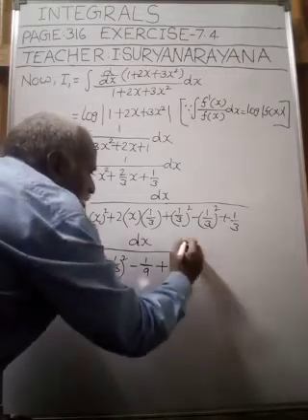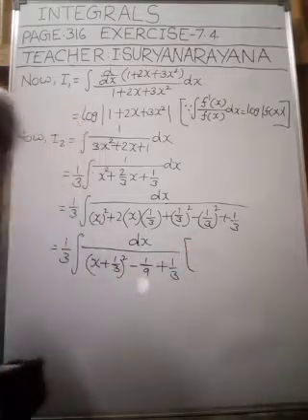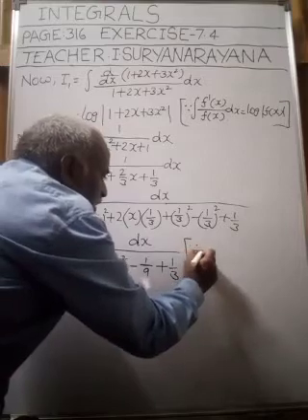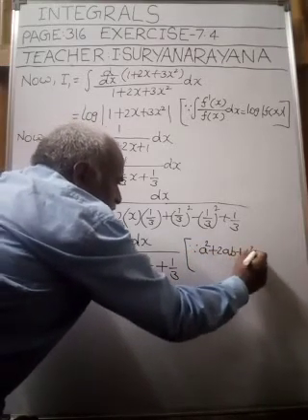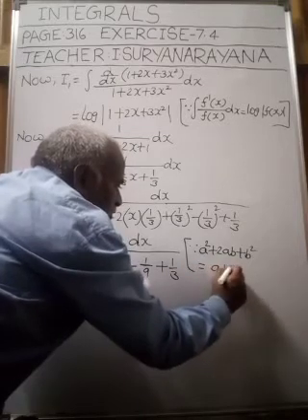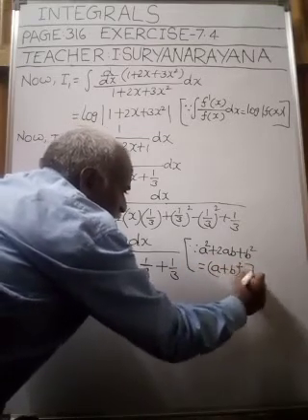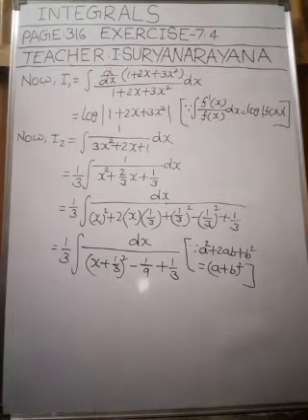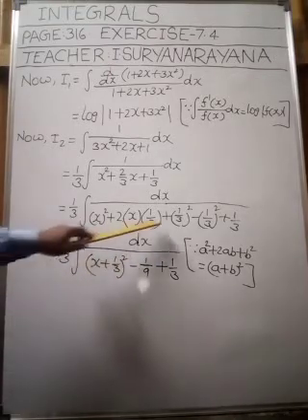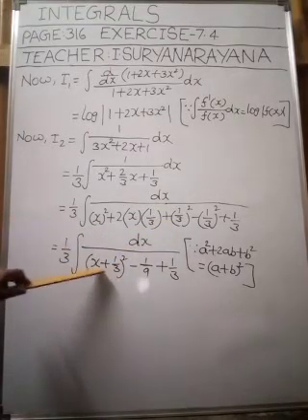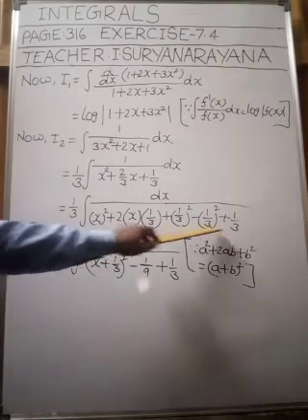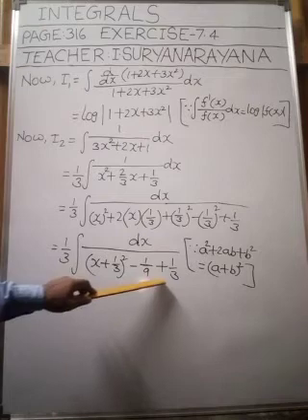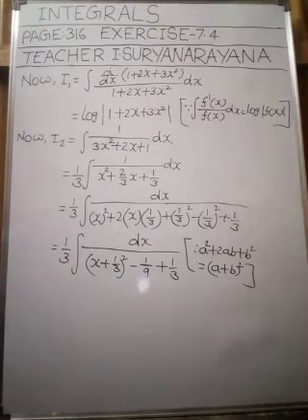Okay, my children, because a square plus 2ab plus b square is equal to a plus b whole square. By using this algebraic identity, we wrote these three terms as the square of this binomial. Understood this step, my children? I wrote the remaining two terms as it is like this. Okay, my children, understood this step?